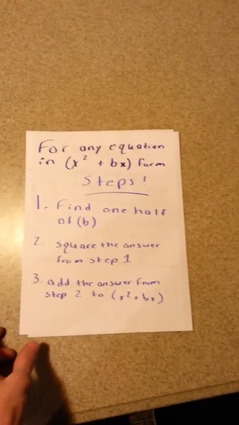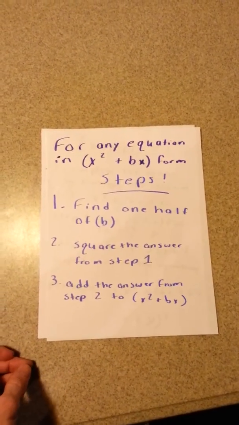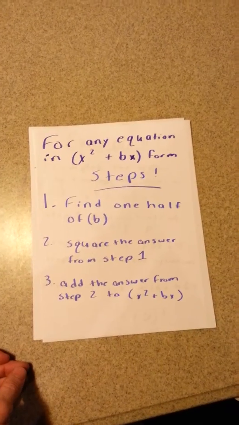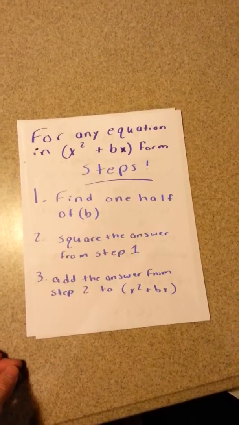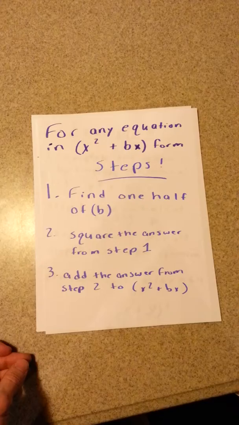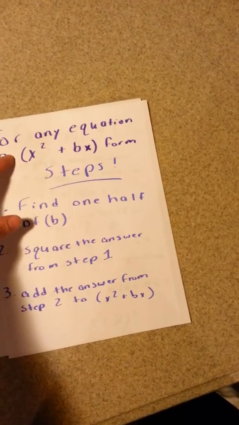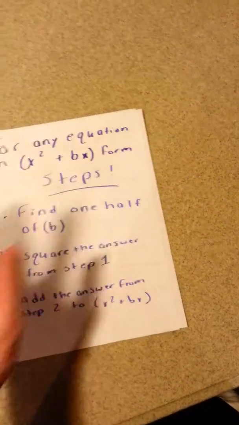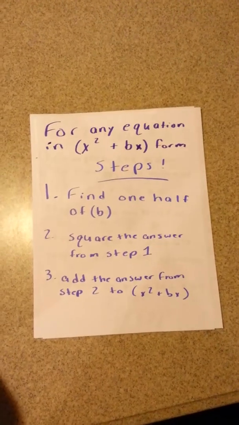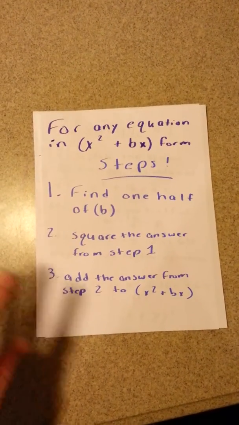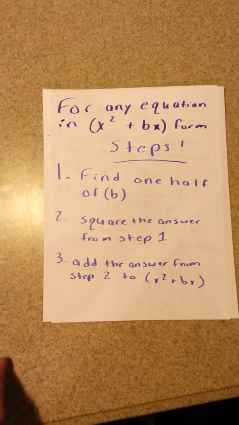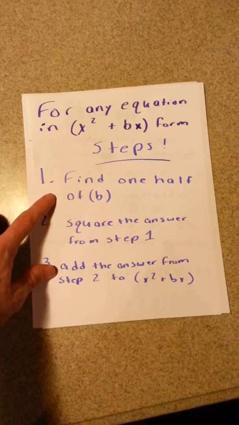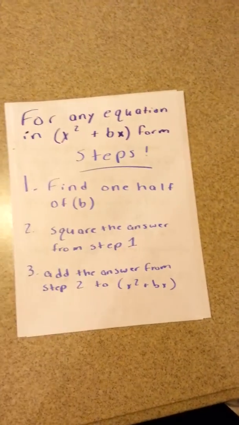Alright, I am now going to teach you how to complete the square in a couple simple steps. When we work with completing the square, we want to find our base equation, which is x squared plus bx. That's what we're trying to find. Now once we get there, there are a few simple steps we can do to complete the square no matter what. Your first step is to find 1/2 of your b term.